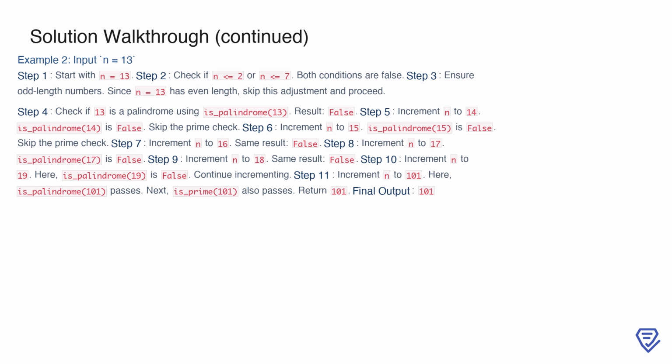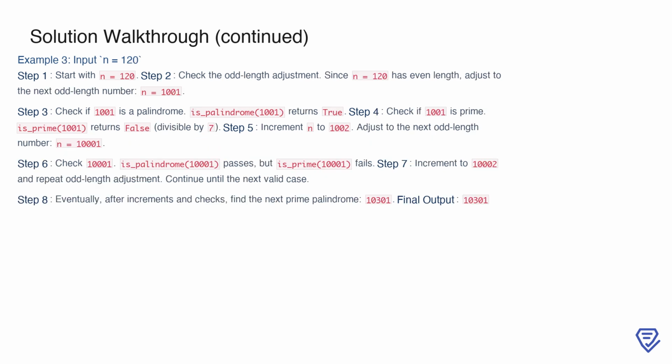At this point, we increment n to 101, the next odd-length number. This time, 101 passes the palindrome check, and when we check if it is prime using the is_prime function, it also passes. Therefore, the smallest prime palindrome greater than or equal to 13 is 101, and we return this as the result. Finally, let's consider the input n equals 120.